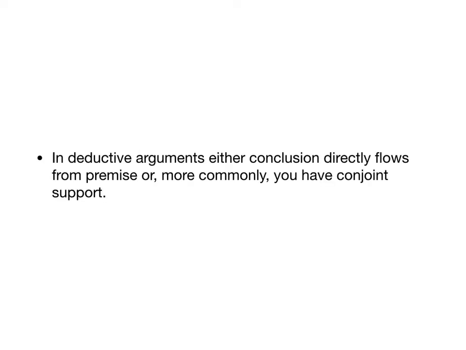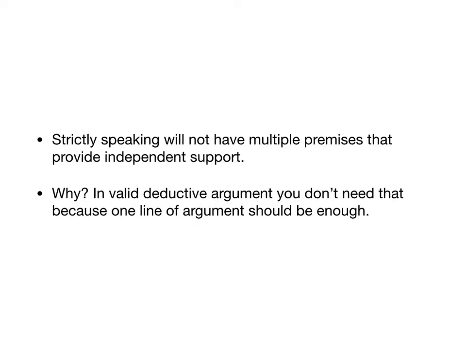Now, in deductive arguments, the conclusion will either directly flow from one premise, or more commonly, you'll have conjoint support. Strictly speaking, deductive arguments will not have multiple premises that provide independent support. Now, why is that? Well, in a valid deductive argument, you don't really need to do that because one line of argument should be enough, right?